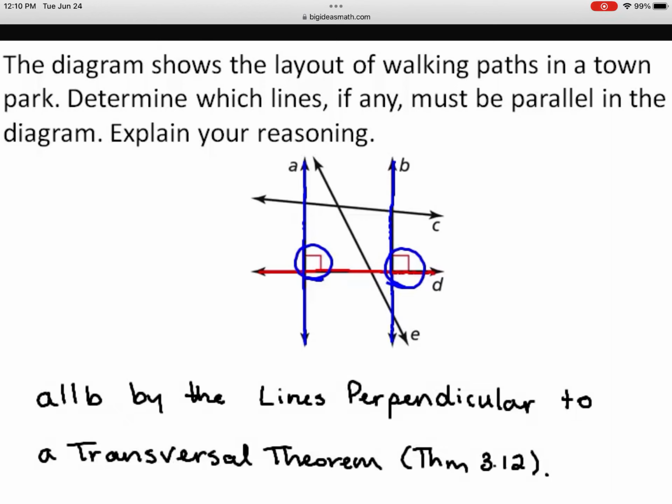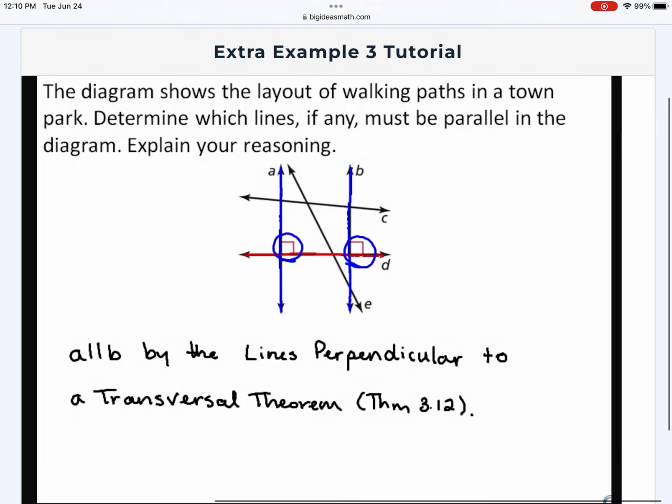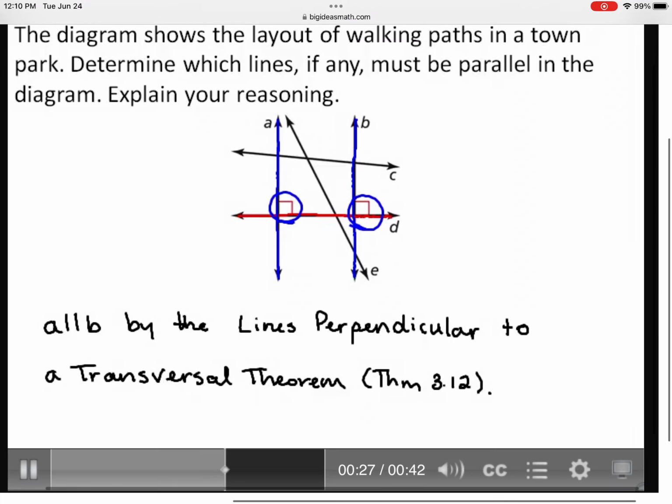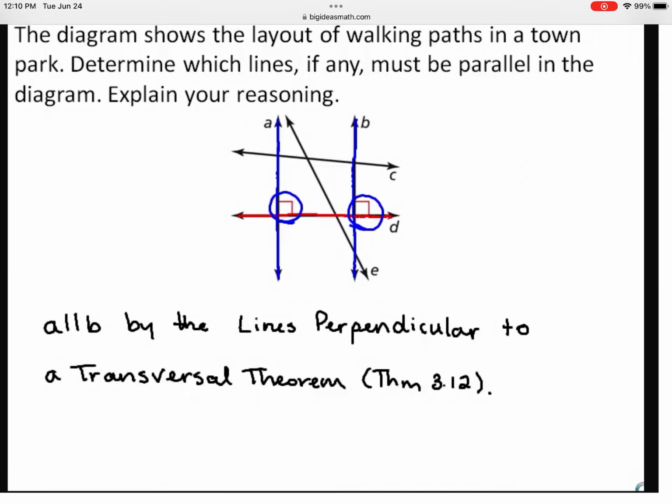So line A is parallel to line B by the lines perpendicular to a transversal theorem. Because this theorem states that in a plane, if two lines are perpendicular to the same line, then they are parallel to each other. So in the diagram you were given that both line A and line B were perpendicular to line D. So this means that line A must be parallel to line B.